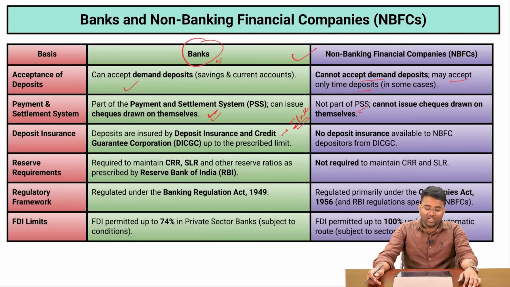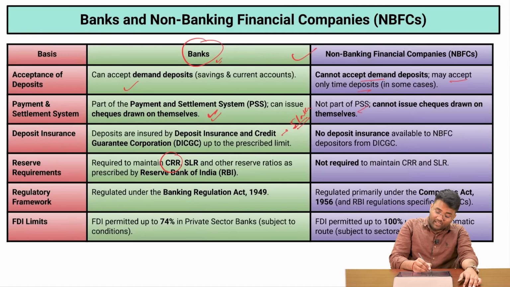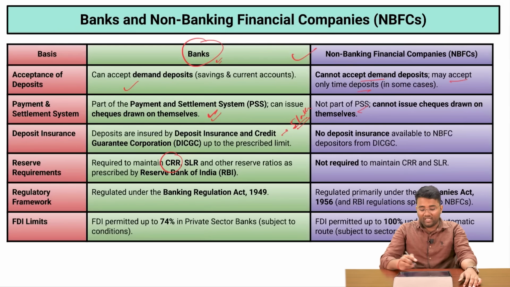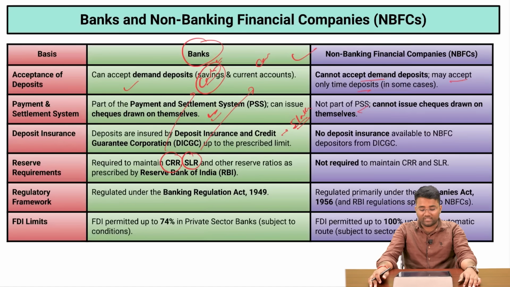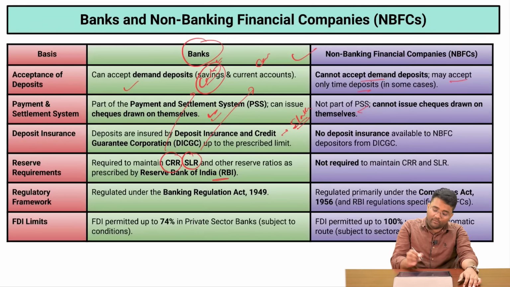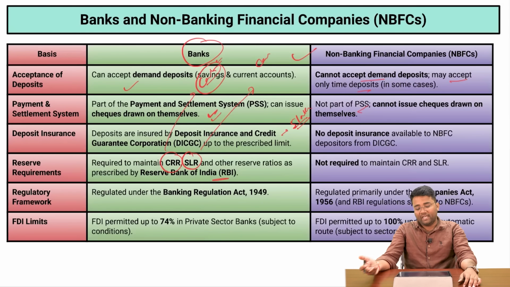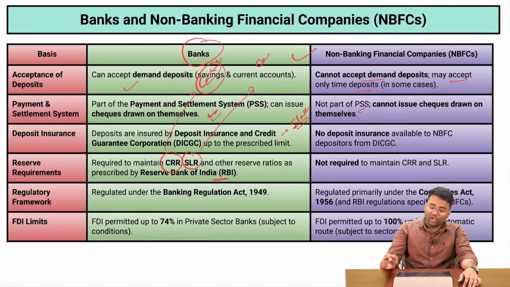Whereas there is no deposit insurance available to non-banking financial company depositors from the Deposit Insurance and Credit Guarantee Corporation. The banks are required to maintain the CRR with the RBI, and SLR, that is statutory liquidity ratio, with themselves. CRR must be kept completely in cash, whereas SLR can be kept in cash, gold, as well as in government securities. This is prescribed by the RBI, and from time to time it is also rationalized. Whereas the reserve requirements of CRR and SLR are not there for non-banking financial companies.